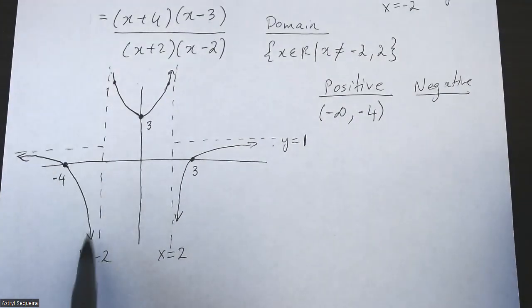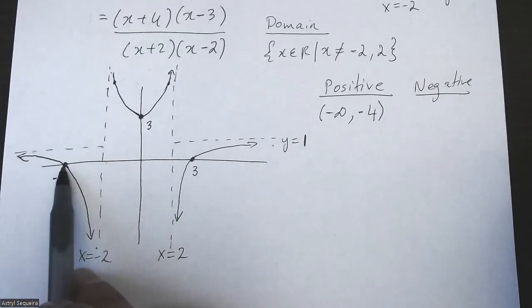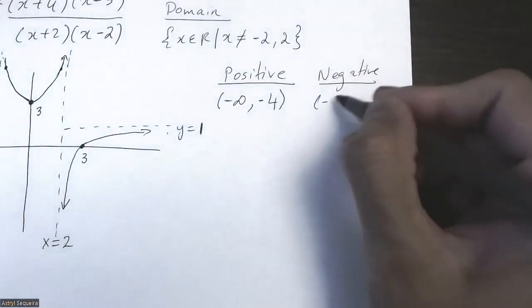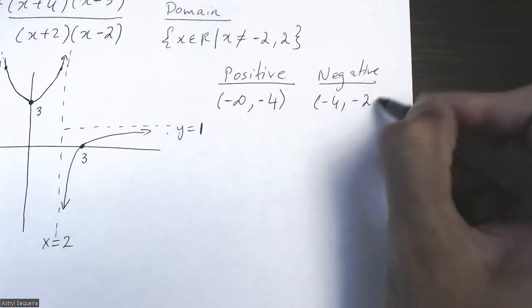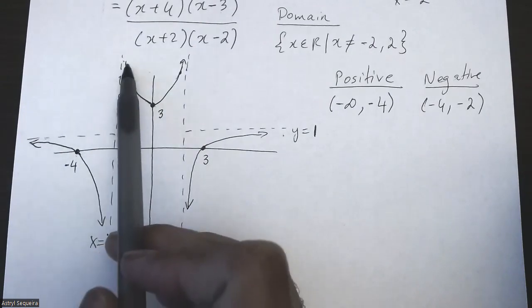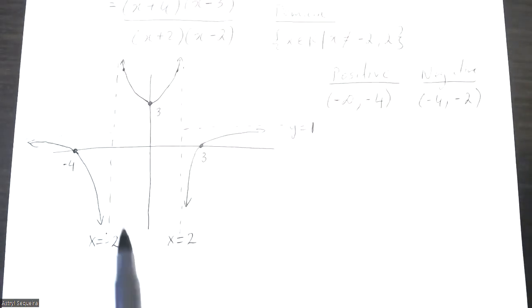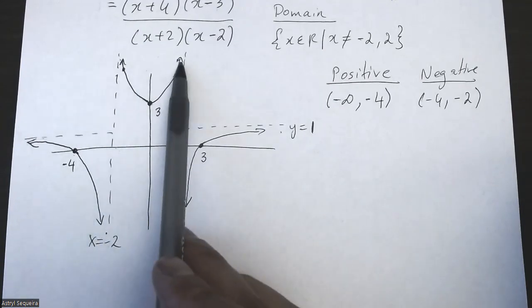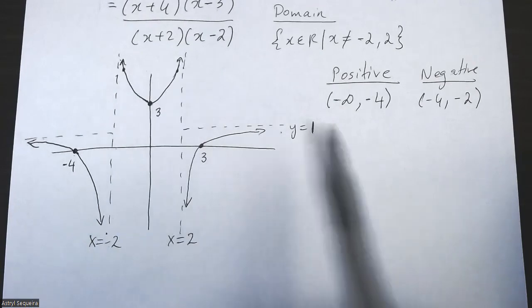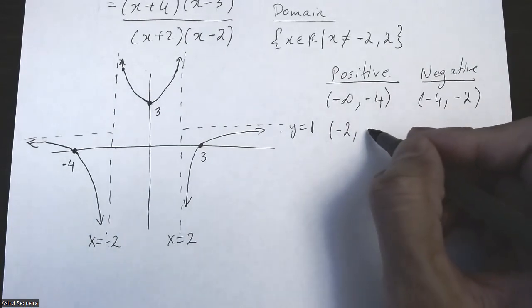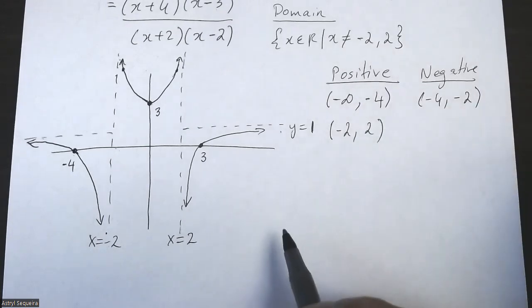Then from negative 4 till negative 2, basically we're only looking at x values. This is a negative interval because it's below the x-axis. So the next one's going to be negative 4 comma negative 2. It's a negative interval. Then we continue over here, which is slightly after negative 2. And from negative 2 to positive 2, this is all above the x-axis. So this is my second positive interval, negative 2 till positive 2.